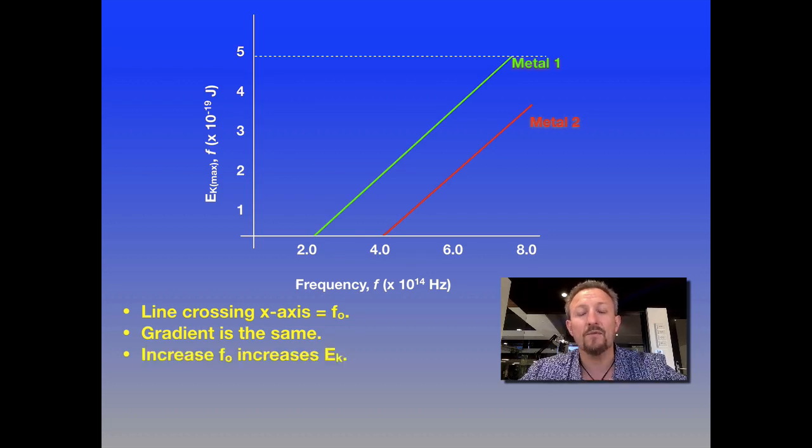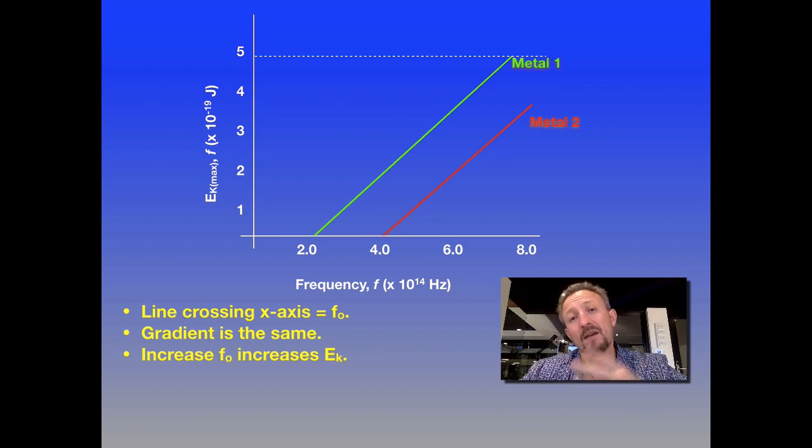We also know that if we increase the frequency beyond that of the threshold frequency, we will increase the amount of kinetic energy. And you can see that for metal 1, threshold frequency is 2 times 10 to the 14 hertz, but if I went to 4 times 10 to the 14 hertz, you'll notice I'll get 2 times 10 to the negative 19 joules of kinetic energy, which is generated.